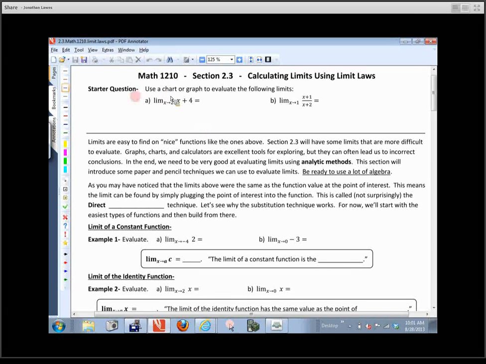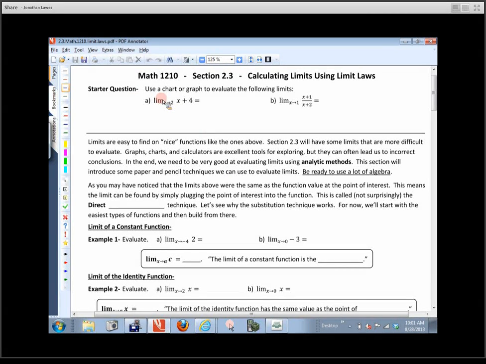So on this starter question, it says use a chart or a graph to evaluate the following limits. So we've got the limit as x approaches 2 of x plus 4. We probably have a darn good guess as to what the answer is on that. But if we were to look at that line, y-intercept is 4, slope is 1. Okay, the point of interest is 2.